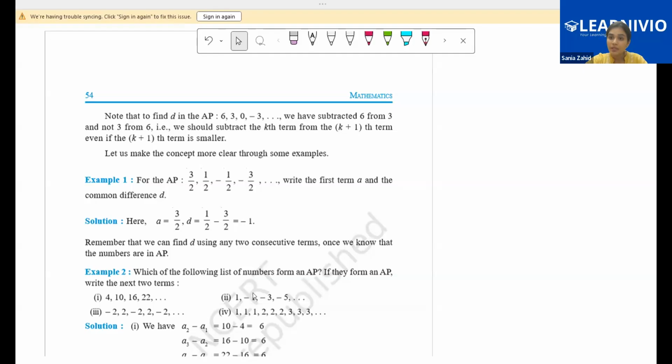Okay, what is the meaning of first term? What is the meaning of common difference? And what is the meaning of last term? First term is the first term and the last term is the last term. The common difference is the difference between the first term and the second term. Okay. Very good.